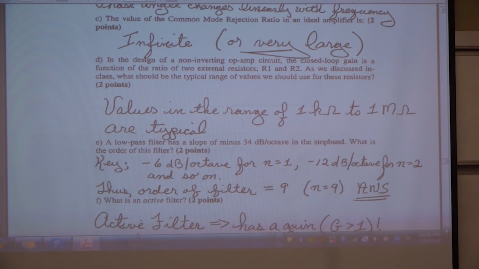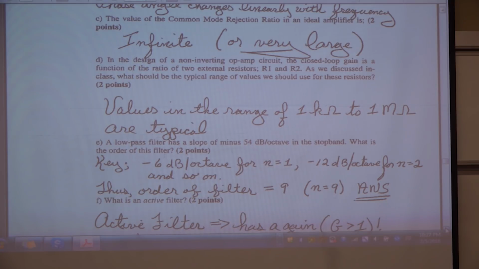What is the rule of thumb for picking the resistors in an op amp? R1 and R2: 1,000 to 1,000,000. This came up in at least one of the lectures, I think all the lectures last Friday.